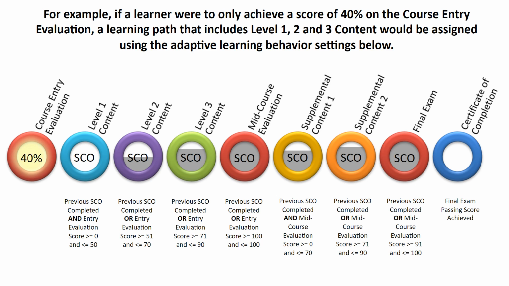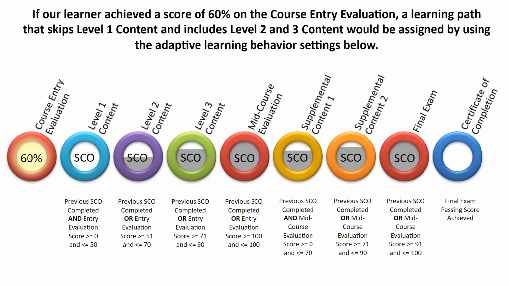Let's say a learner were to achieve a score of 40% on the course entry evaluation. In that scenario, a learning path that includes level 1, 2, and 3 content would be assigned using the adaptive learning behavior settings below, which were overviewed previously.